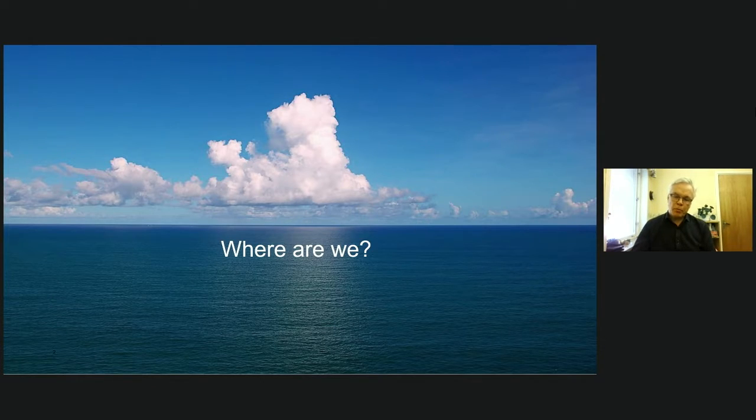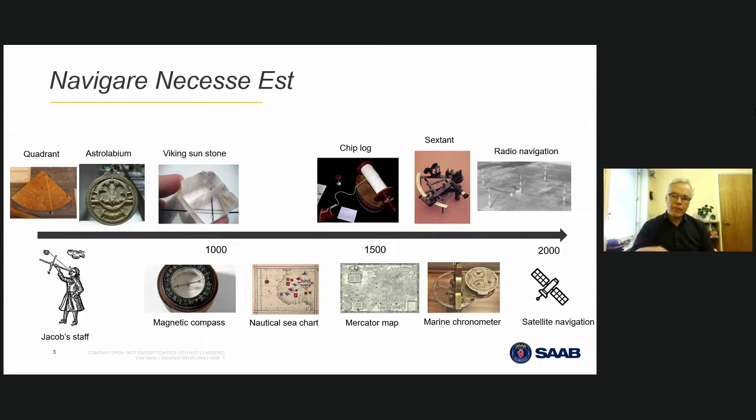We at Saab work with different technologies, and we are also in the naval business. We make surface ships, submarines, and also autonomous systems. So this is a very interesting topic for us. And of course, navigating without GPS, we have done for thousands of years.